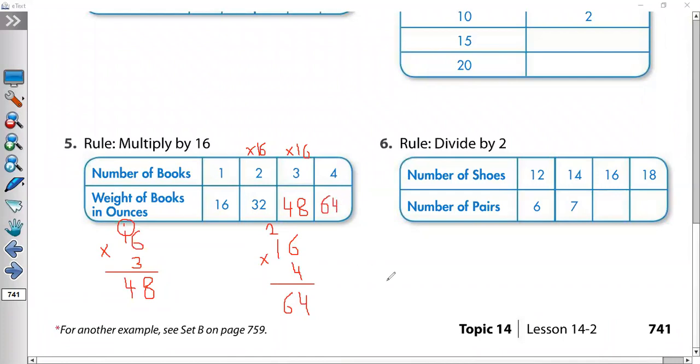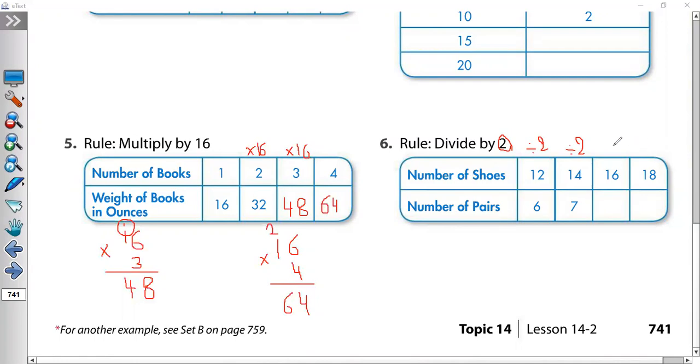The next one, our rule is divided by 2. Each time we are going to divide it by 2. Number of shoes and number of pairs. 12 divided by 2 is 6 because 6 times 2 is 12. 14 divided by 2 is 7 because 7 times 2 is 14.